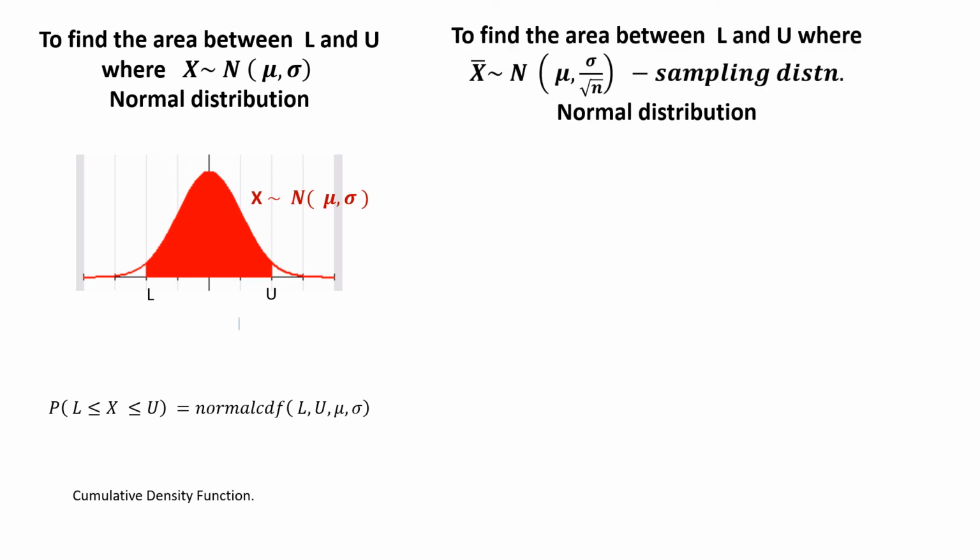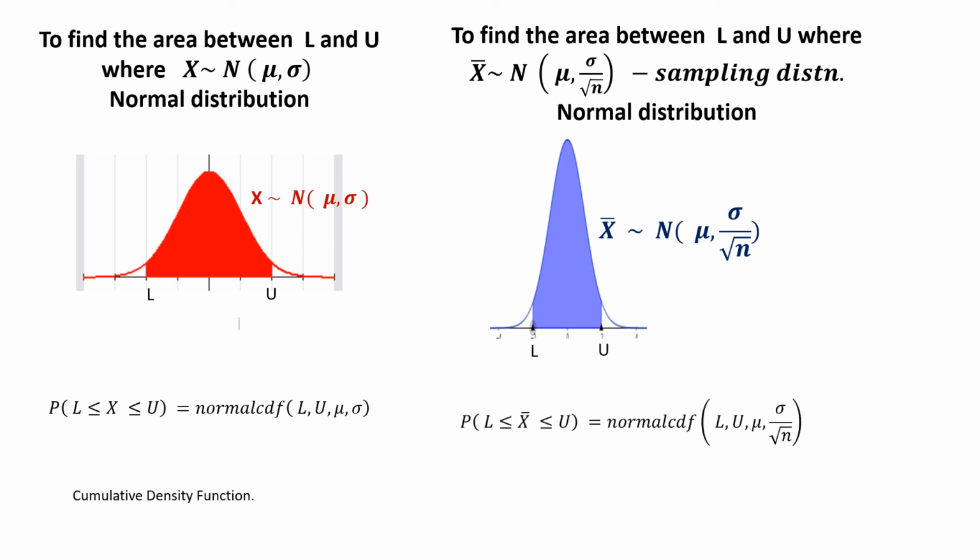we have to find the area of a sampling distribution. So it is not a flat curve like this. You may have a peak curve where the curve is x bar, which is normal with mean mu, but the standard deviation is not sigma, it is sigma by square root of n. What happens to the probability? The probability becomes normal CDF, lower bound, upper bound, mu. The standard deviation sigma is changed to sigma by square root of n. That is the difference between these two.